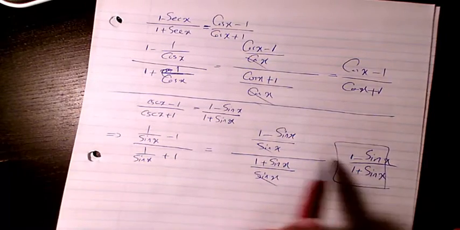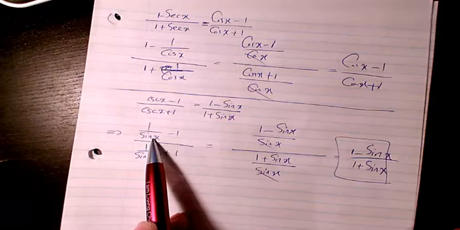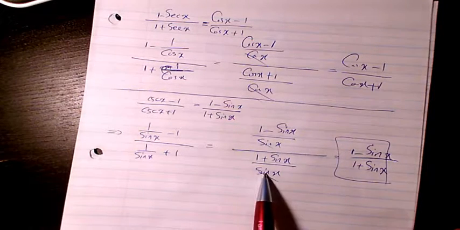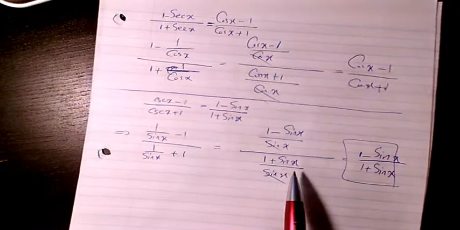So as you see here, that's proven here. We just needed to convert it to the inverse of sine. Common denominator, these two cancel out, and the answer will be 1 minus sine x divided by 1 plus sine x.